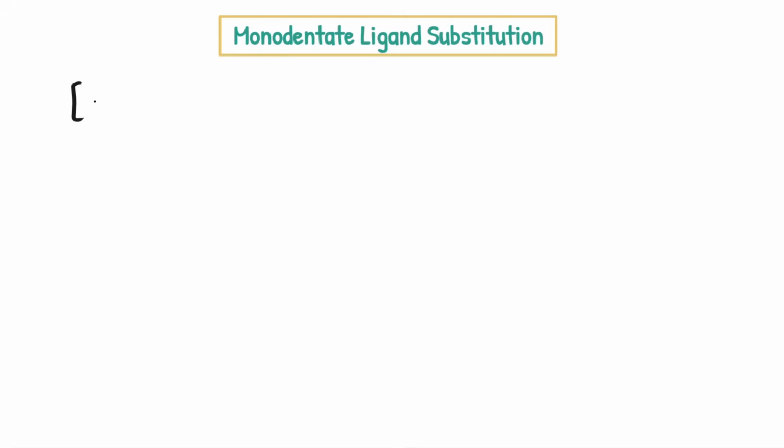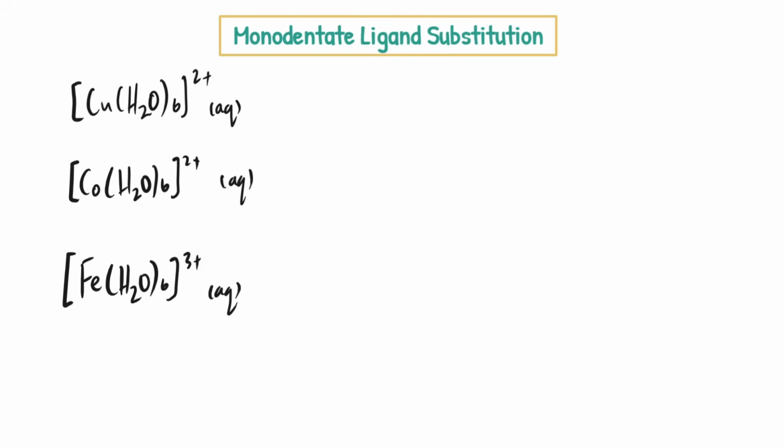Okay, so let's draw these out. All right, so I've drawn these out. Now, when we add a solution of chloride ions, for example, from concentrated hydrochloric acid, to a solution of hexa-aqua complexes, whether it's copper, cobalt, or iron, it doesn't really matter, you're going to get another ligand substitution reaction occurring. The chloride ions are going to come in and substitute these water ligands. That's just something you have to be aware of, and we'll go through the equations right now.